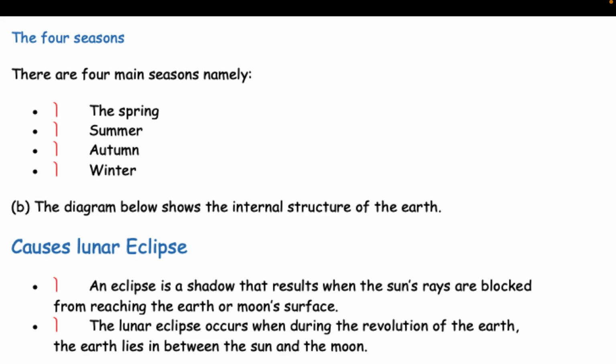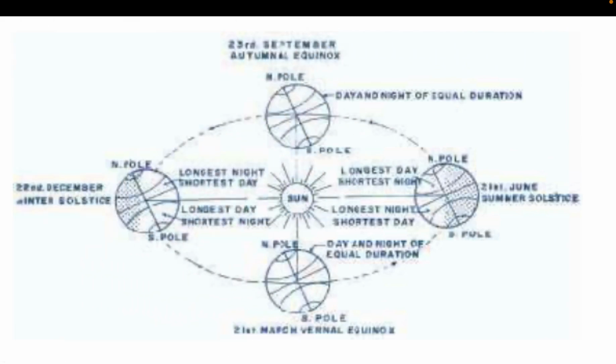The diagram below shows the internal structure of the Earth. Causes lunar eclipse. An eclipse is a shadow that results when the sun's rays are blocked from reaching the Earth or Moon's surface. The lunar eclipse occurs when, during the revolution of the Earth, the Earth lies in between the sun and the moon. 21. This casts the shadow of the Earth onto the moon.